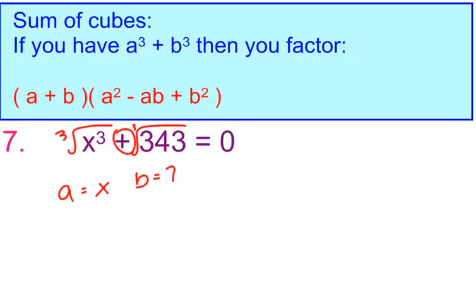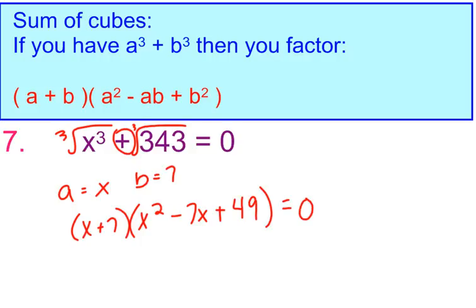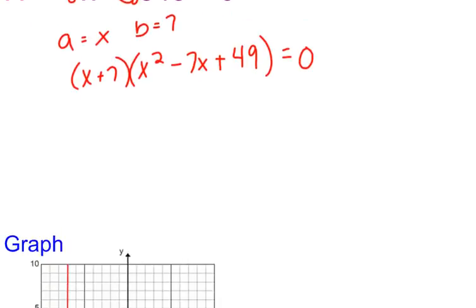So now I'm going to substitute those values into the formula where it says a plus b, so I write x plus 7, and then a squared, so x squared, minus a times b, so minus 7x, plus b squared, since b is 7, 7 squared is 49. From here, I'm just going to move that up a little bit.